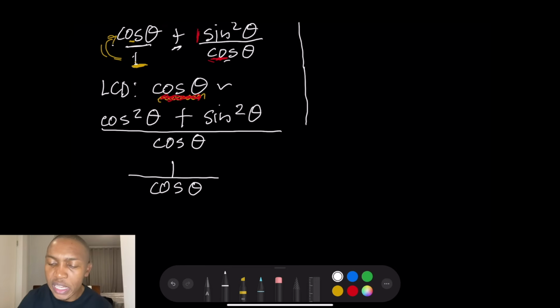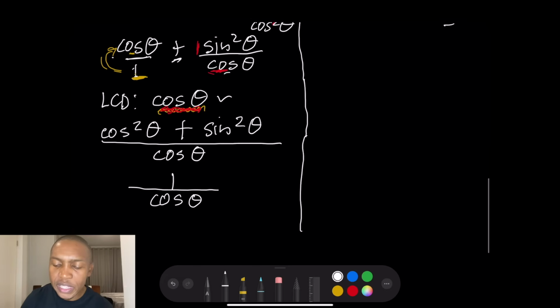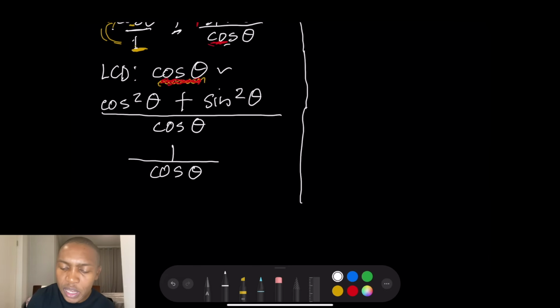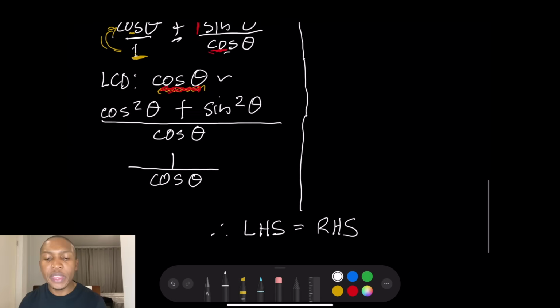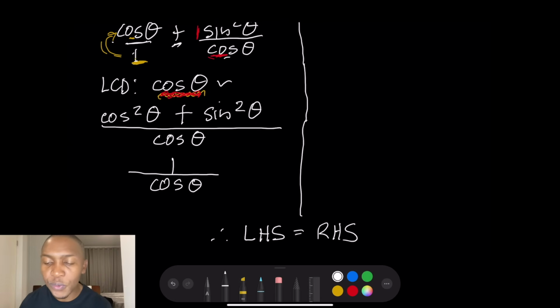And that is how our cookie crumbles. Look at this, our left-hand side is equal to right-hand side. So I can therefore conclude left-hand side is equal to right-hand side. And that is how we're going to solve that one.